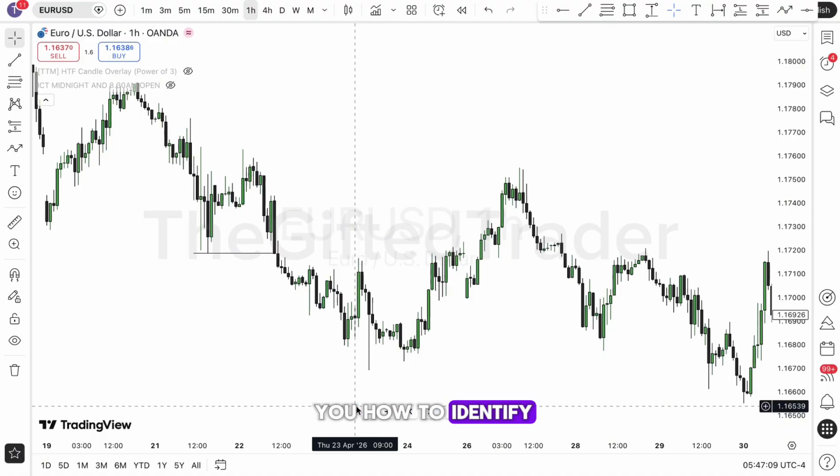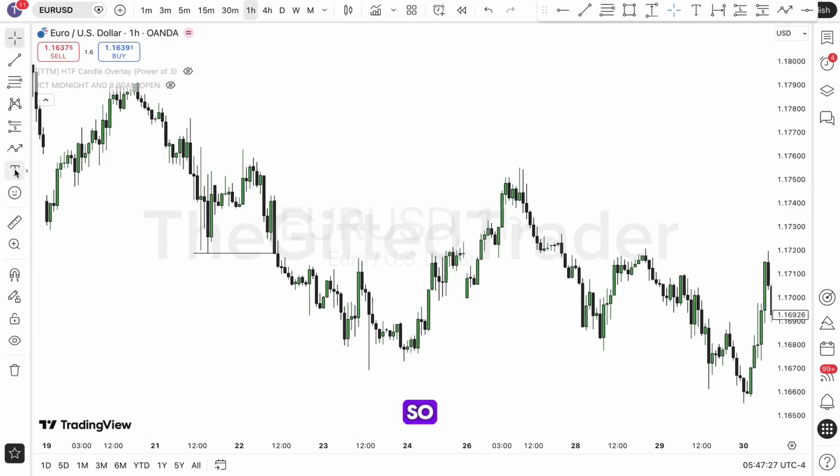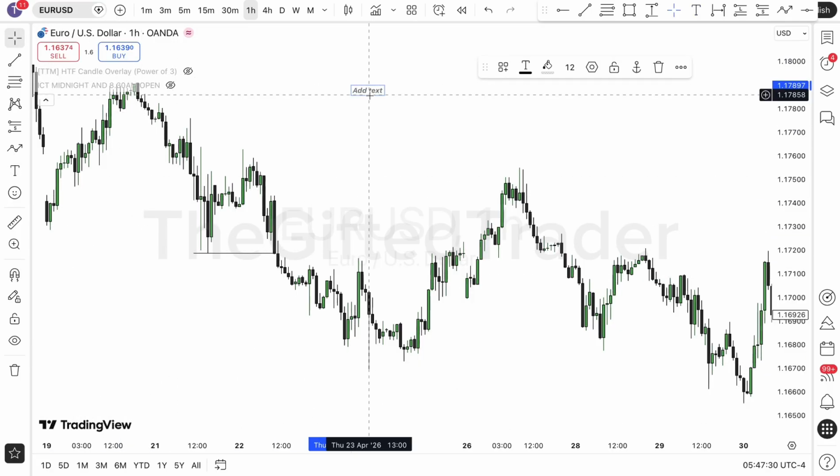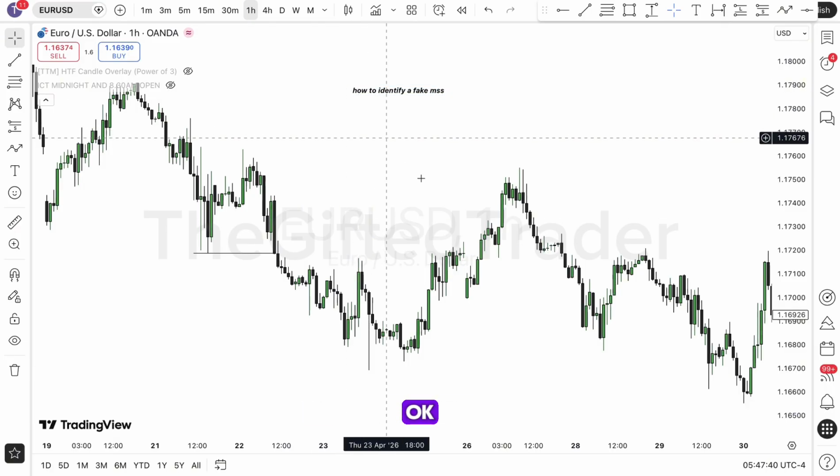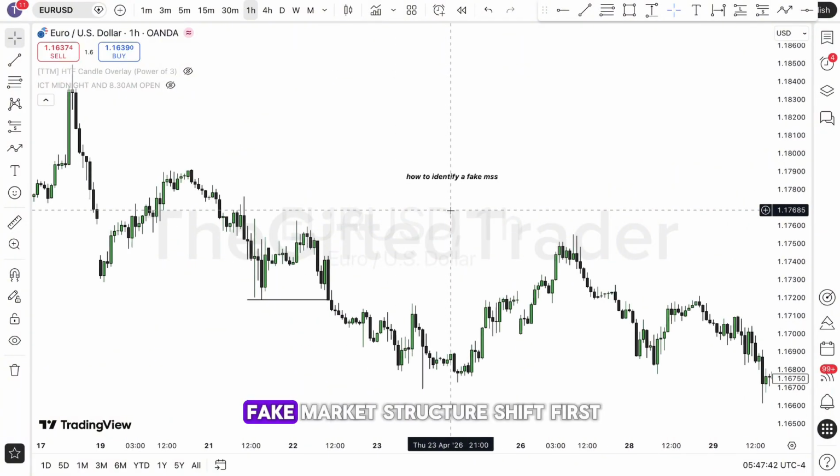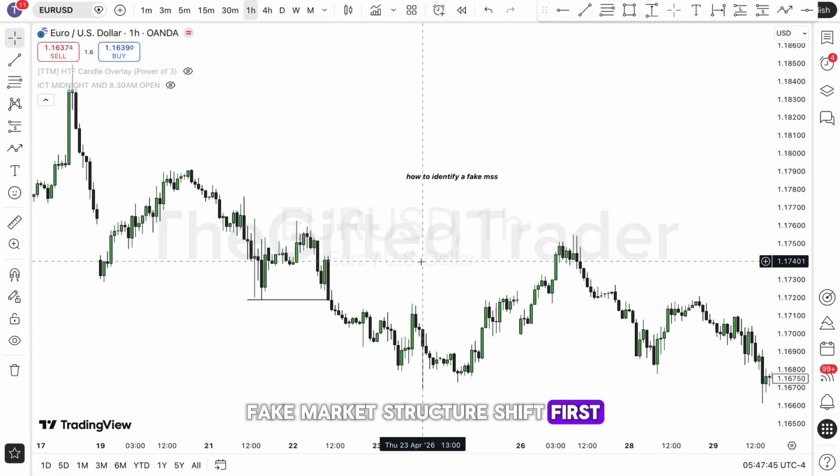I will also teach you how to identify a fake market structure shift. There are complete market structure shifts that change the trend from a buy to a sell, and then there's a fake market structure shift. Okay, I'll teach you how to identify that. So let's deal with how to identify a fake market structure shift first.